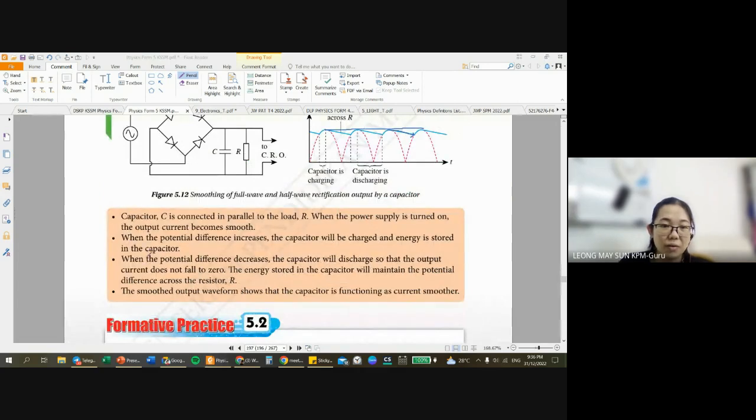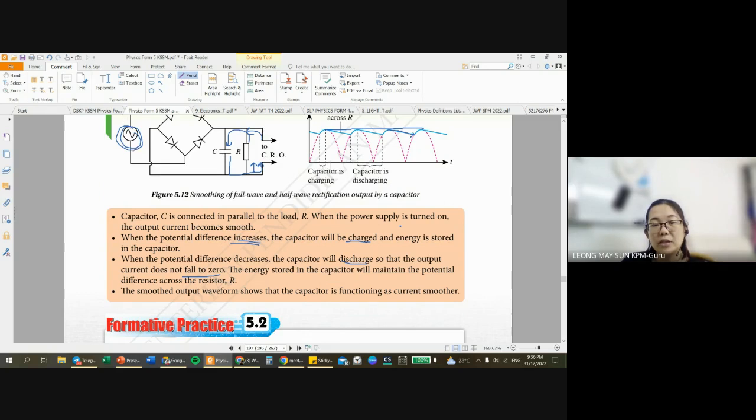So you see over here, when the potential difference increases, the capacitor will be charged and energy is stored in the capacitor, energy in terms of the charges. When the potential difference decreases, which means it's switching the terminal, the capacitor will discharge so that the output current does not fall to zero. So the energy stored in the capacitor will maintain the potential difference across the resistor, which means that when the charges switch over here, the capacitor will discharge and allow current to flow through the load, and it goes back to the capacitor also.